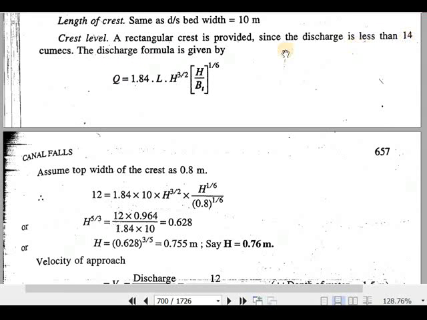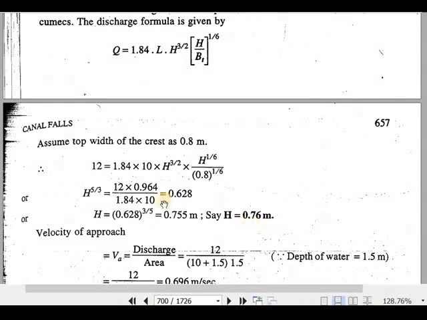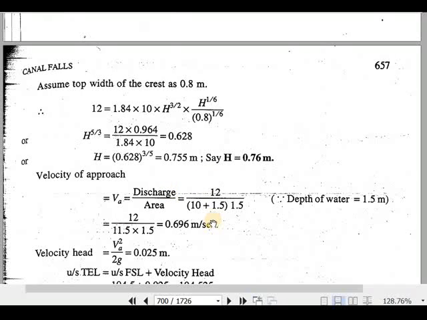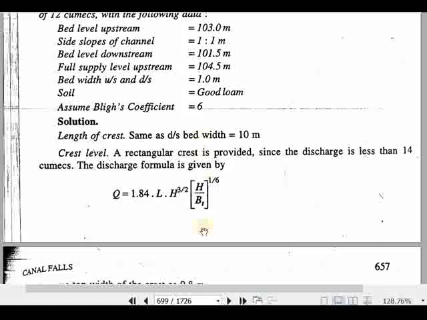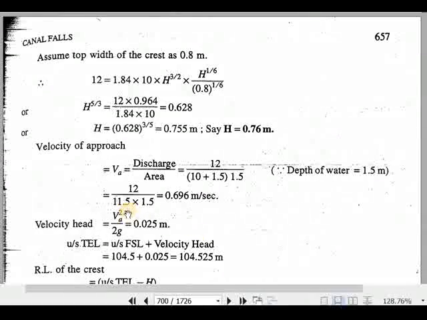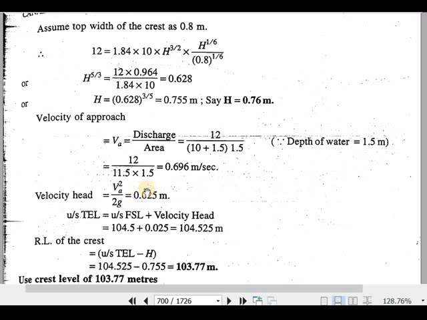And discharge is less than 14 cubic, so rectangular crest is provided. Q is equal to, its equation is this one, H over BT, and we have BT 0.8 meter. Width of crest, we can get H 0.76 meter, and velocity of approach, that is equal to discharge over area. Now depth 1.5 meter, and width is equal to 10 meter. That is not 1 meter, that is 10 meter. So we can get velocity of approach, that is 0.696, and velocity head 0.025.